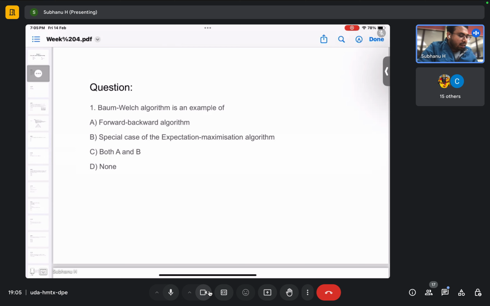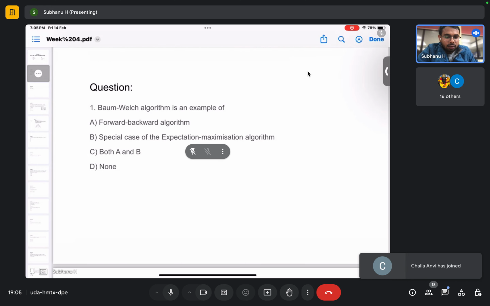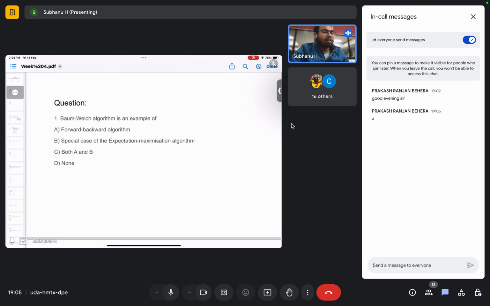So this algorithm is an example of the forward-backward algorithm, or a special case of the expectation maximization algorithm, or both of it. You can write your answer in the chat box, so that will be very helpful for me, so that you can participate. This was in lecture 2 of our course. I think you have already seen the videos from the Professor, where using this algorithm we try to learn the parameters of the hidden Markov model. So one is saying that this is a forward backward algorithm. Most of you have answered that this is a forward backward algorithm.